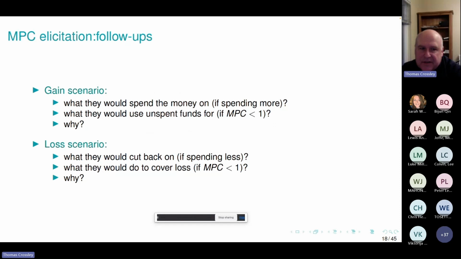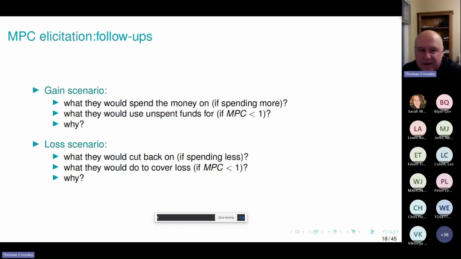And then we had the follow-up questions. In the gain scenario, if they said they would spend more, we asked them what they would spend on, an open format question about that. Again, the full survey instrument is in an appendix in the paper, which is available. If they reported an MPC less than 1, so if they said they would spend more, but the amount they told us was less than the 500 or 2,500 transitory income increase, we asked them what they would use the unspent funds for, and then for both spending and use of unspent funds, we asked them why.